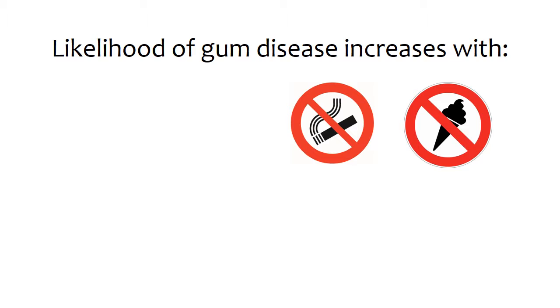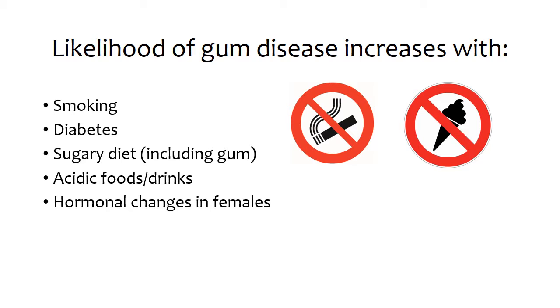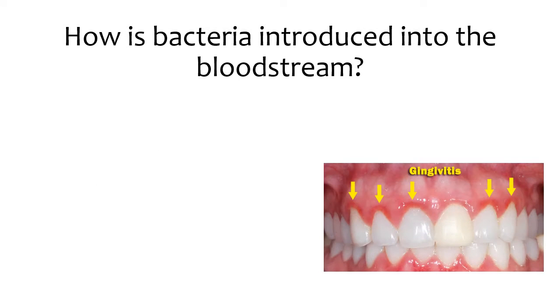The likelihood of developing gum disease increases with smoking, diabetes, sugary diet including gum, acidic foods and drinks like soda, hormonal changes in females, medications that reduce saliva production, as saliva contains antibacterial properties. Some of these can be prevented and some can't, but change what you can to reduce your risk of gum disease. How is bacteria introduced into the bloodstream?